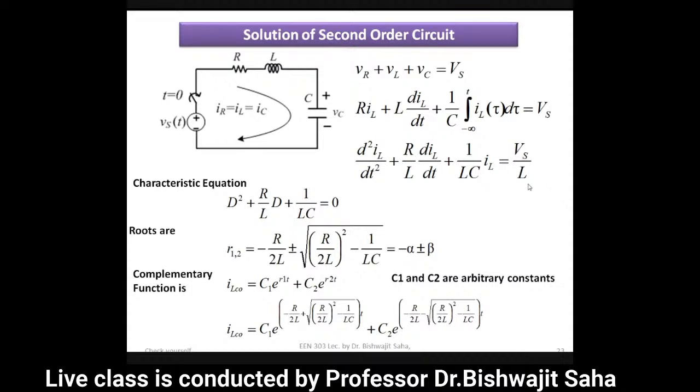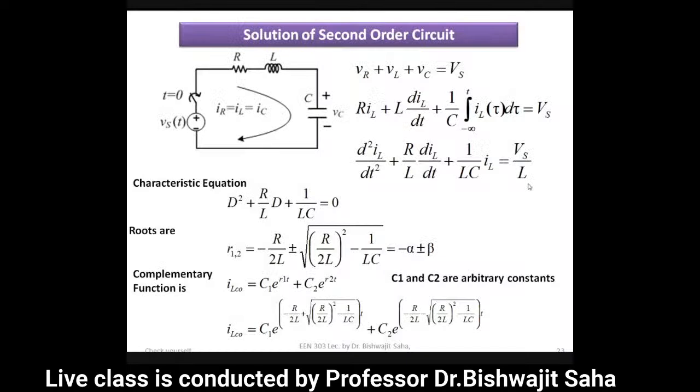No, sir. Sir, can you explain again why it is divided by L? Then what will be the correction? Is it multiplied by 1 over L, sir, in the third equation? Yes, the L has been used as a divisional component.